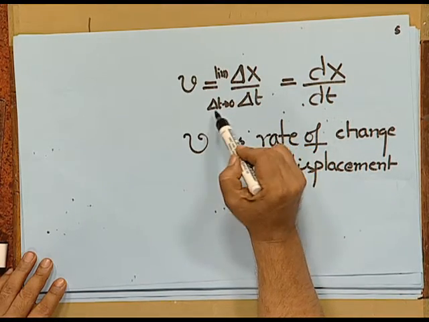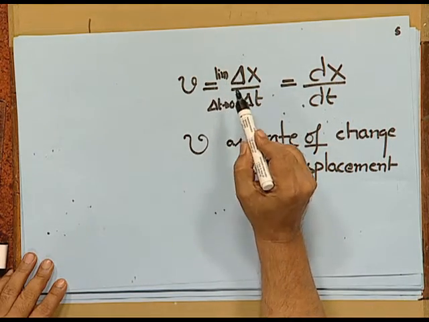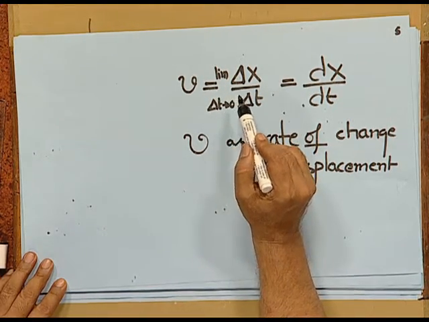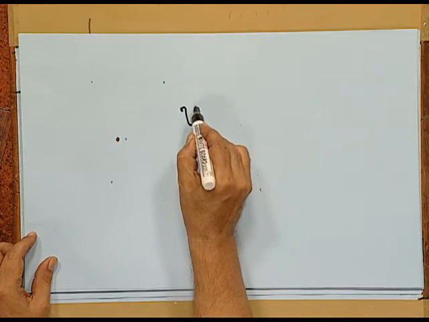When we say instantaneous velocity, it is limit of delta x by delta t as delta t tends to 0, which is nothing but the slope of the tangent that is drawn at that instant of time of the x position time coordinate graph. So, V is called rate of change of displacement, because delta x is a measure of the displacement. Rate of change of displacement at a given instant of time is called the velocity at that instant.